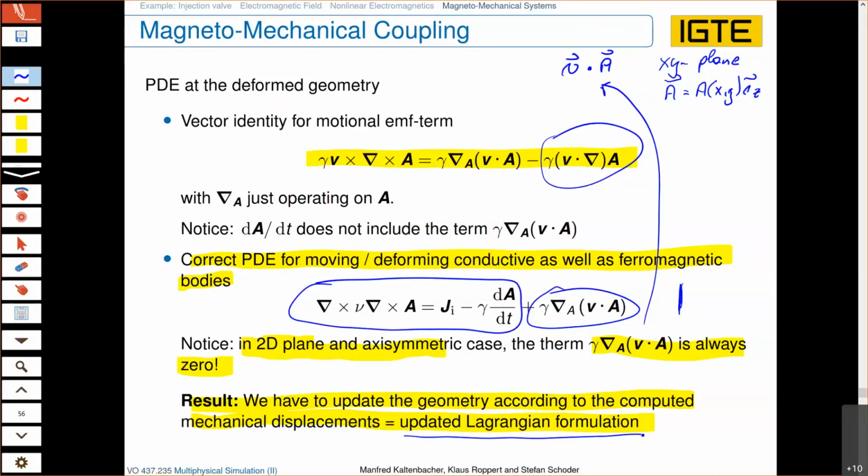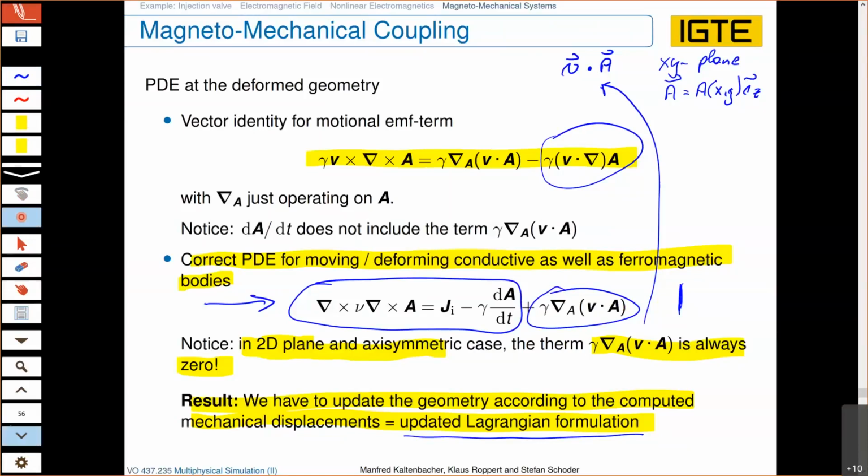If we do this, we have one problem. We don't model the motional EMF term correctly, which means we have to correct our partial differential equation, which is now here, to add on the right hand side, which is then clearly also an unknown term. We have to add this additional term to have a physically correct description also within the PDE of the motional EMF term. Okay, so we know now the correct partial differential equation which we have to solve when we have deforming moving bodies, and which we have to solve always on the deformed geometry.